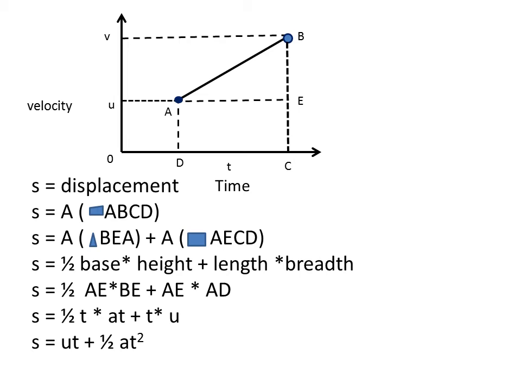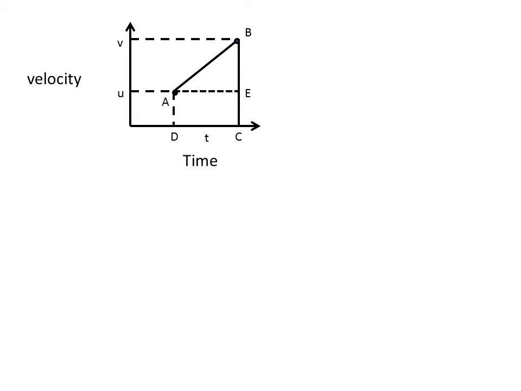In earlier steps, we have already calculated BE is equal to V minus U, and that is equal to at. Fine. So we have derived the second kinematic equation too. Now let us derive the third kinematic equation. Do you remember what the third kinematic equation is? It is V square equal to U square plus 2AS.